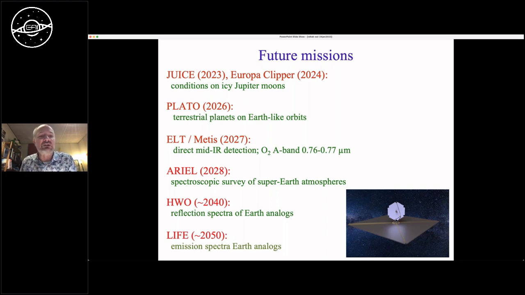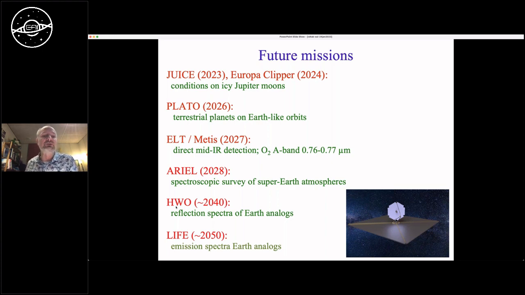27, there is the first light for the European Extremely Large Telescope, and in particular the METIS instrument is really crucial for exoplanet studies. It will allow for direct detection of exoplanets in the mid-infrared. And spectroscopically, it's very interesting because you can observe molecular oxygen in particular through the so-called A band in the red part of the spectrum.